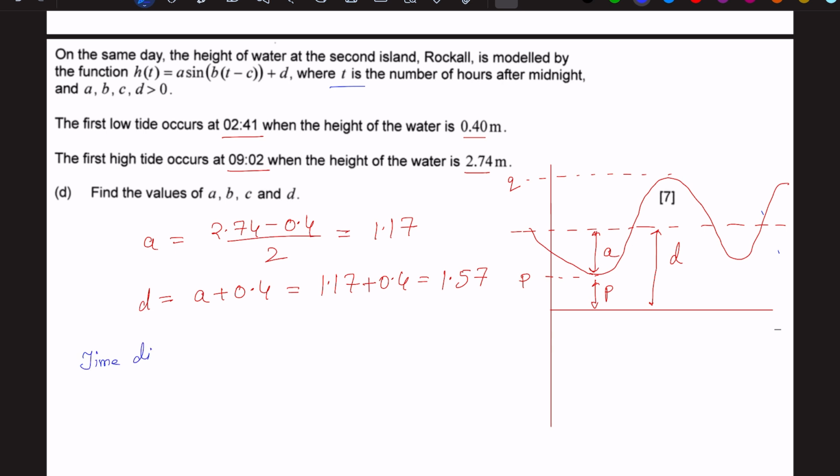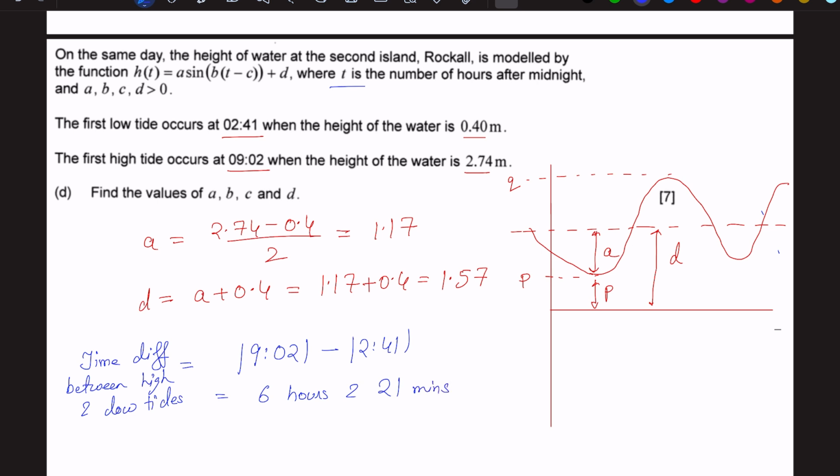So time difference between high and low tides, this will be the time difference minus 41, right? If I simplify this, it will be 6 hours and 21 minutes. Which will be 6 plus 21 minutes converted to decimal by dividing by 60, which gives me 6.35 hours. Now the time difference between a crest and trough is half the time period. So time period would be double of this time difference.